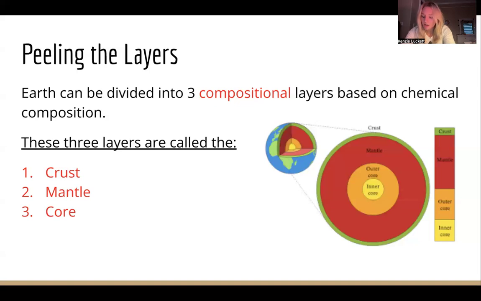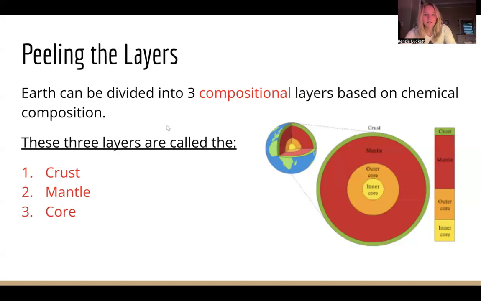If we broke up the word compositional, it means composed, to be composed of. So composed also means made of. So compositional means what is making up these layers. So we have the crust, the mantle, and the core. And we can see that in this diagram. We have the crust, which is this green part. It's our thinnest layer. We have our mantle. Then we have our outer core, which in the video they said was liquid metal. And then we have our inner core.